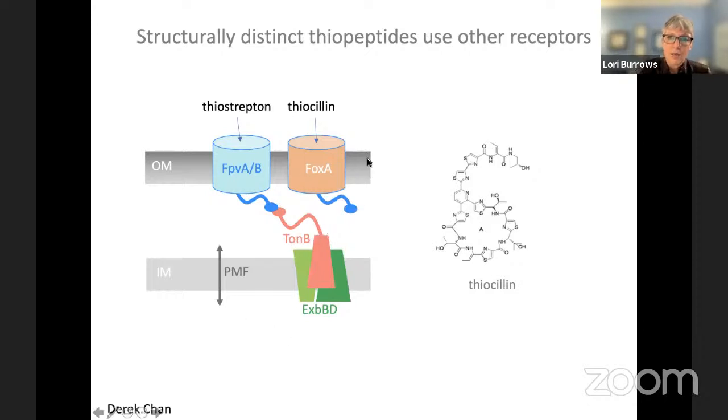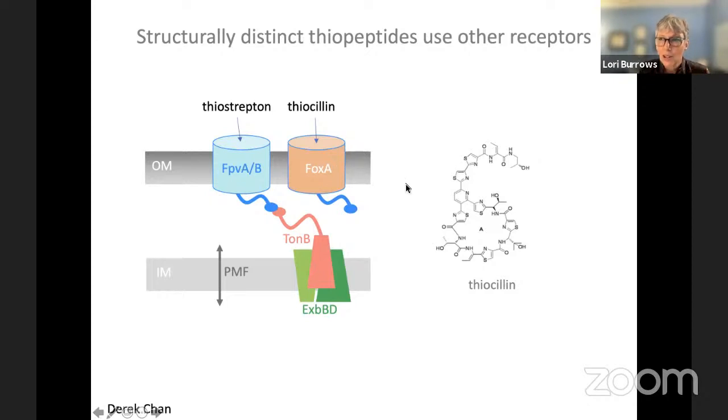Instead, it uses this receptor called FoxA, which is for a siderophore called ferrioxamine. The interesting thing about this is that Pseudomonas doesn't even make ferrioxamine, right? So if it doesn't make ferrioxamine, why is it making this ferrioxamine receptor? Well, it turns out that Pseudomonas makes two of its own iron binding molecules, which I mentioned, pyoverdin and pyochelin, but it also has the capacity to steal other bacteria's siderophores, right?